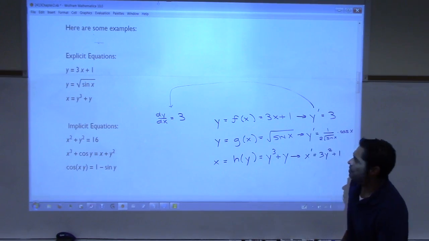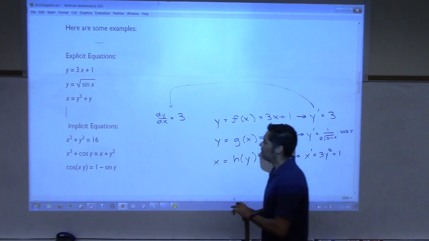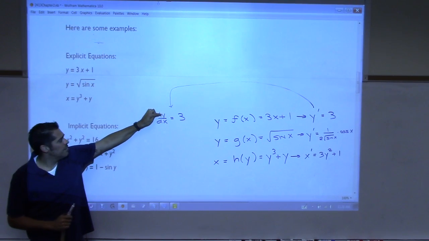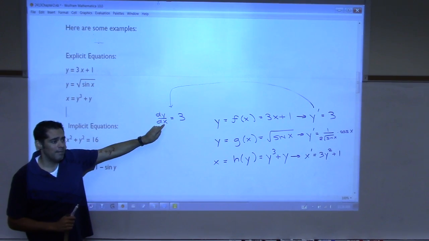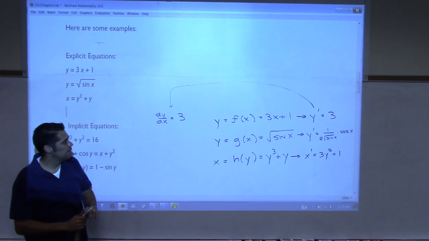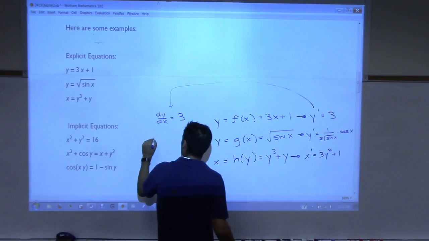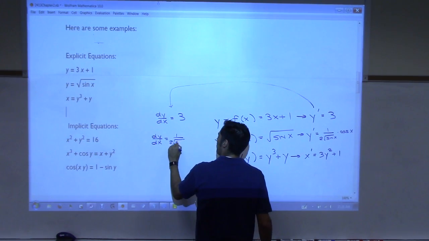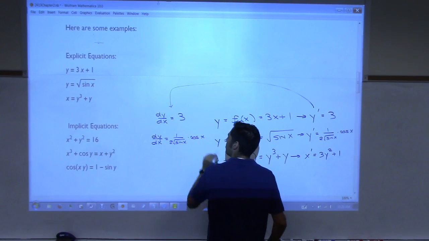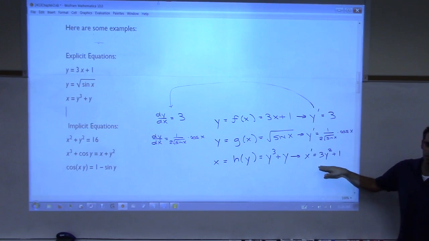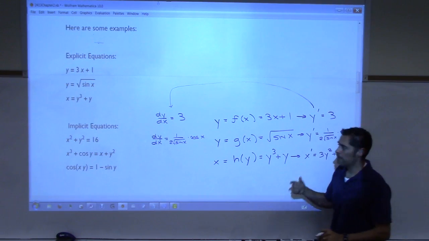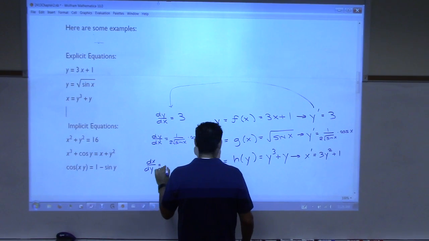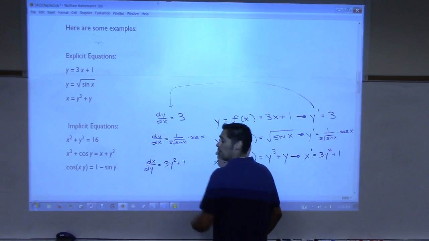And when you look at this Leibniz notation, what I want you to recognize is that the variable up here, y, is the dependent variable, and the variable on the bottom is the independent variable, right? Same with this one. I would write dy dx equals 1 over 2 root sine x times cosine x, right? But what would I write here using Leibniz? d what? dx dy. And that would be 3y squared plus 1.